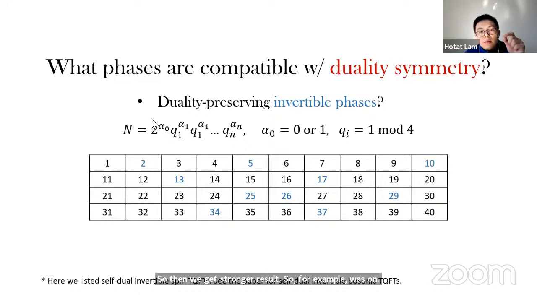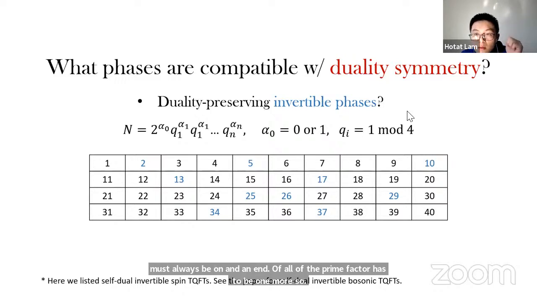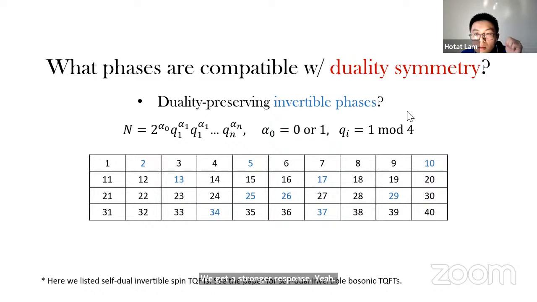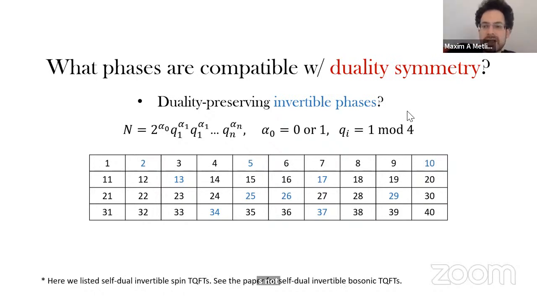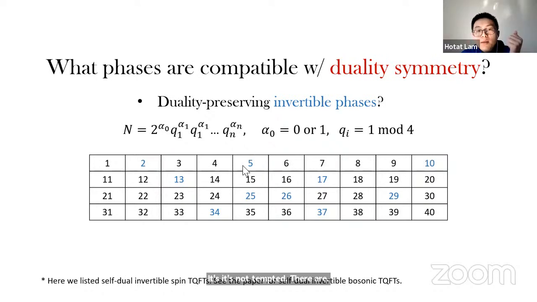So the condition is that essentially N must always be odd, and then all of the prime factors have to be 1 mod 4. So we get a stronger result. But it's not empty, right? There are still self-dual SPTs even for bosonic. Correct. For example, when N equals 5, there are self-dual bosonic invertible phases. I see. Thank you. Okay, good. Are there any other questions? Okay, good. Then I'll move on.